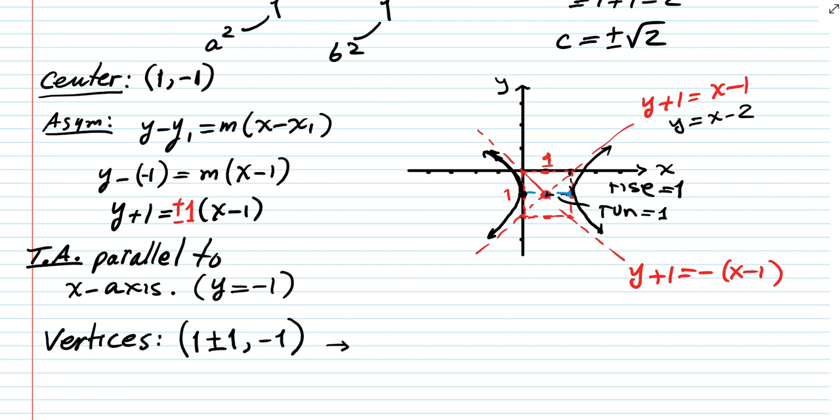And if you like, you can write it as 1 plus 1 is 2, -1. That's one of them. The other one, 1 minus 1, is 0, -1. Sorry, this is -1. So 0, -1 is this one, and 2, -1 is the one on the right side. We got the vertices down.